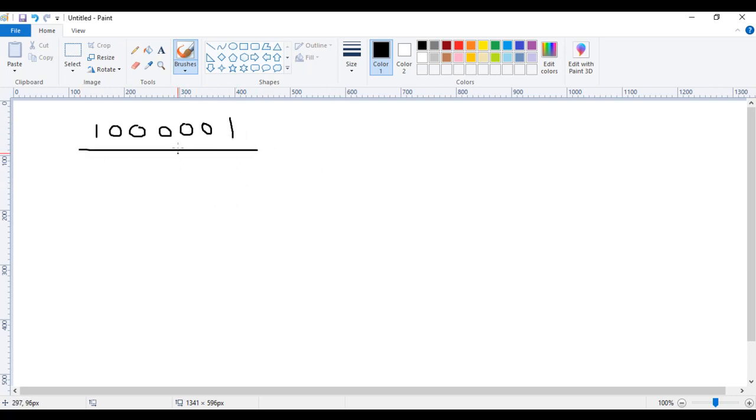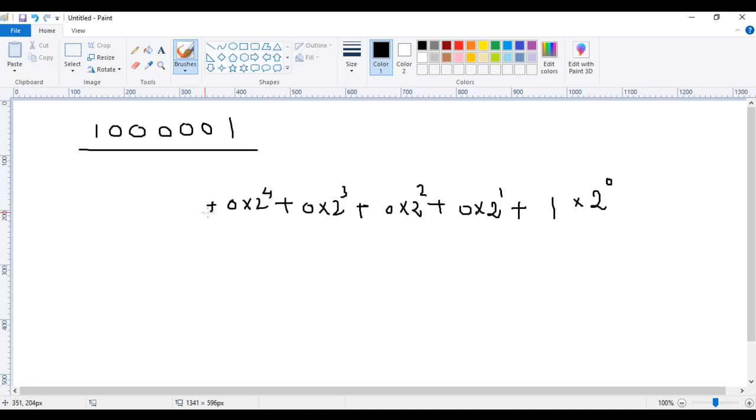What we do is we start from the rightmost digit: 1 multiplied by 2 to the power 0, guys, plus 0 multiplied by 2 to the power 1 plus 0 multiplied by 2 to the power 2 plus 0 multiplied by 2 to the power 3 plus 0 multiplied by 2 to the power 4 plus 0 multiplied by 2 to the power 5 plus 1 multiplied by 2 to the power 6.